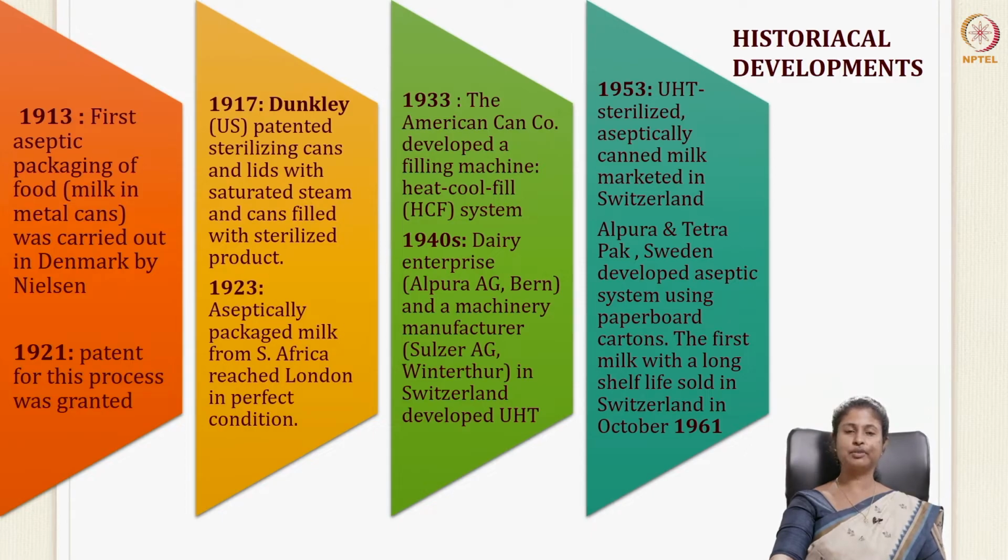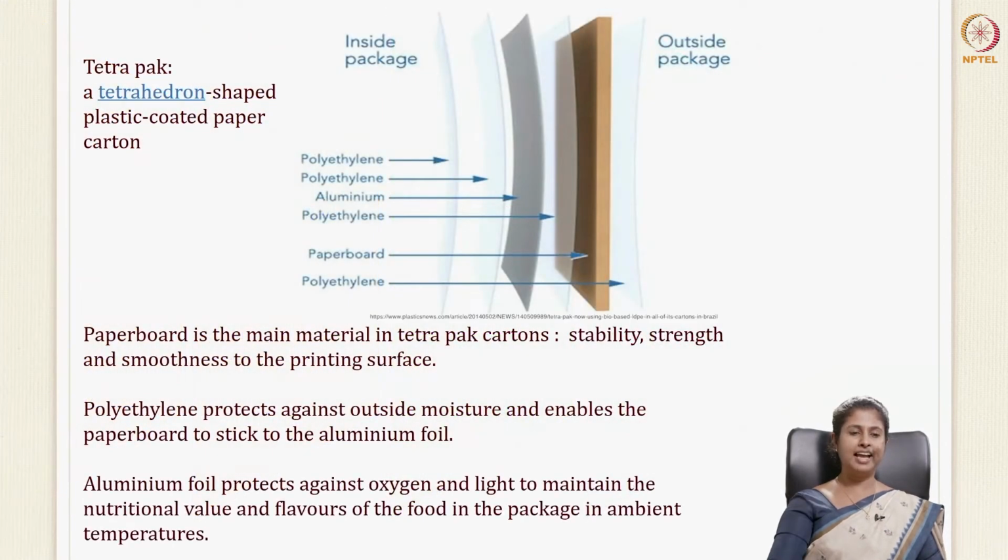And until 1953, you had the cans. Slowly we are coming into our modern age of Tetra Paks. In 1953, the UHT sterilized aseptically canned milk was marketed in Switzerland, and Alpura, which was the dairy enterprise, and Tetra Pak in Sweden both developed this aseptic packaging using the cartons that we have today. And the first milk with a long shelf life was sold in Switzerland in October 1961. So if you see, in a matter of a few years, the aseptic packaging technology developed to what it is today. And this gives you a picture.